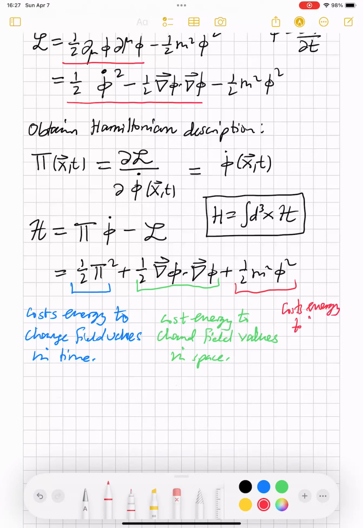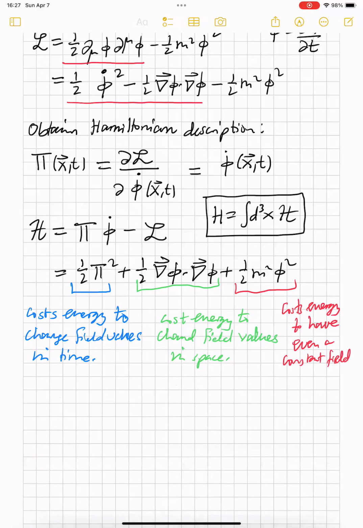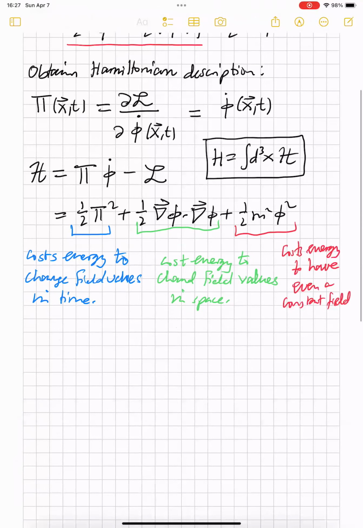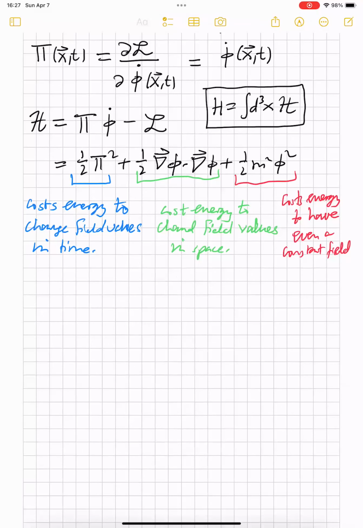And then the last term tells you it costs energy to have even a constant field. Okay, so the first term is telling you the cost of having the field's value change in time. The second term tells you the cost of energy to have the field's value changing in space. And the last term tells you the cost to have the field around at all.